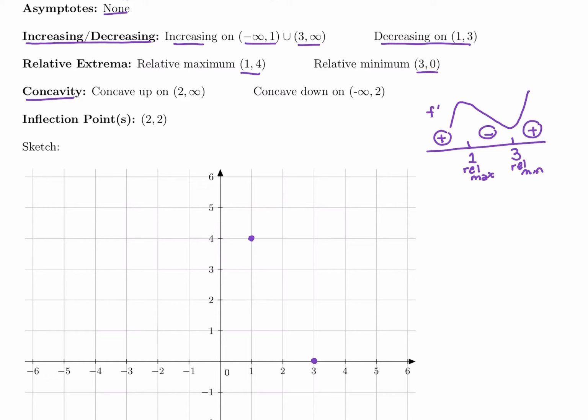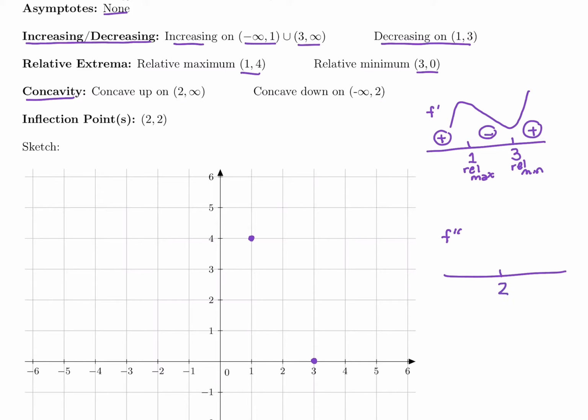I'm given the concavity and inflection points. So I'm going to make a sign chart out of the second derivative. And it should match the shape of that first derivative because it is modeling the same function. So it's concave up from 2 to infinity and concave down from negative infinity to 2. So it looks like our inflection point is at 2.